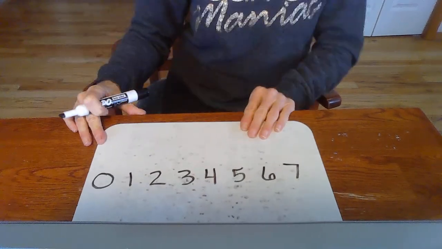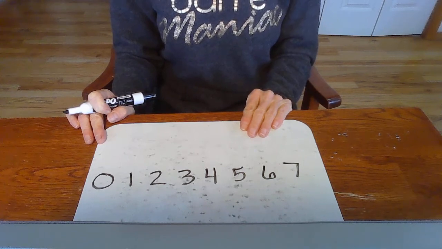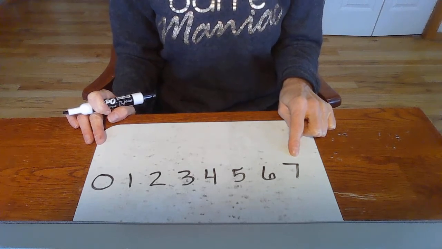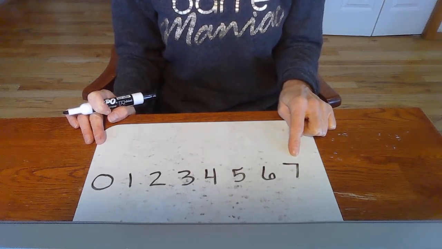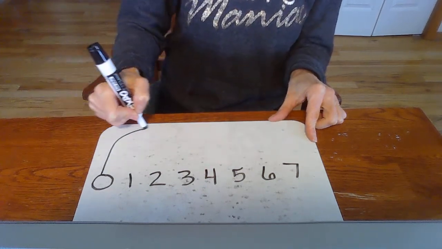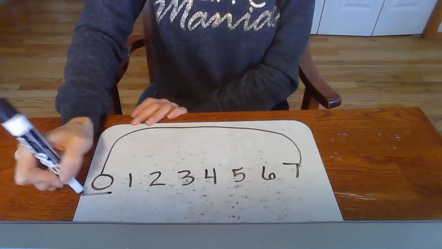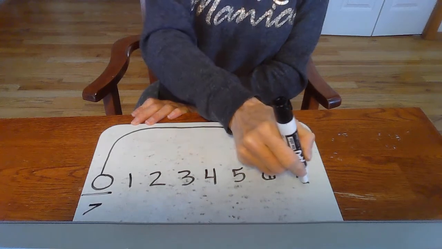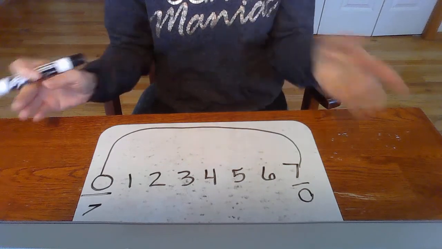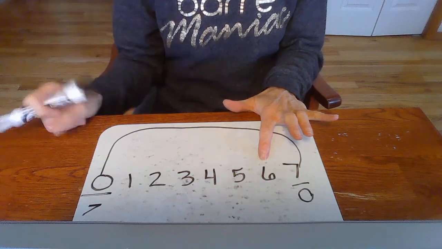Okay. So now we need to start connecting the numbers that go together to make 7. So if you have 7, what does 7 need to make 7? Yeah, just 0. So 0 and 7 make 7. And so 0 needs 7 and 7 needs 0. And again, I can only use the numbers that are in my rainbow. So I have 6. How many more to make 7?